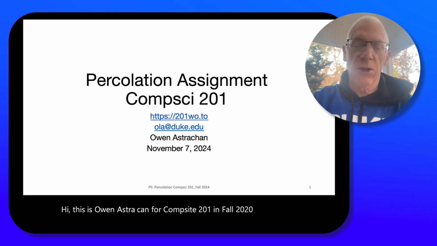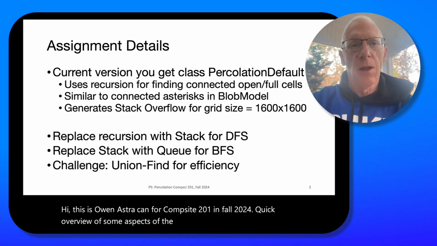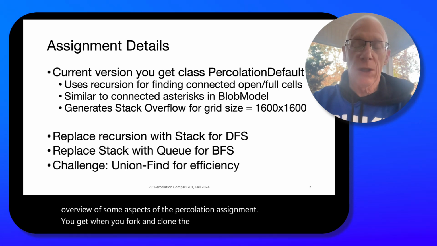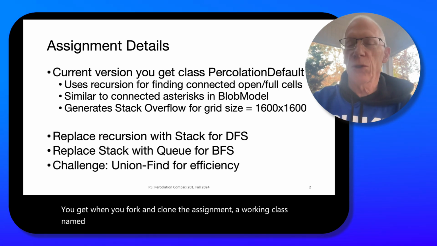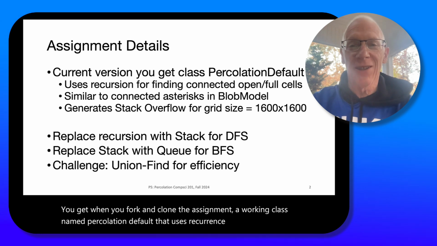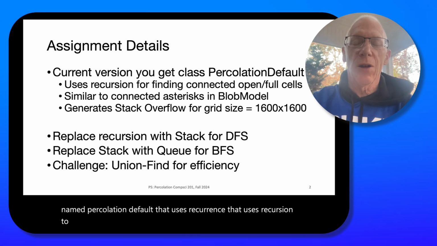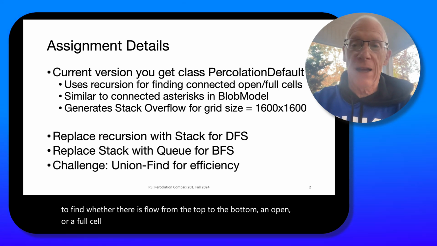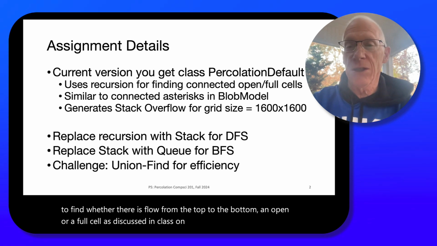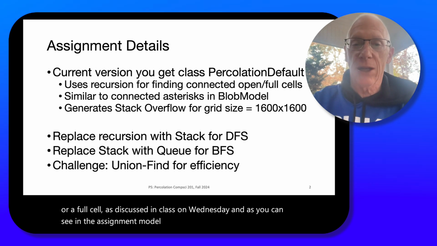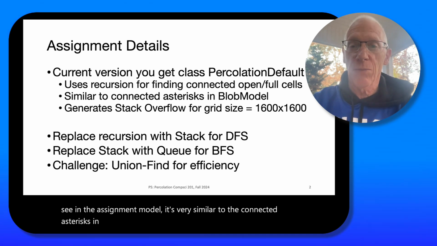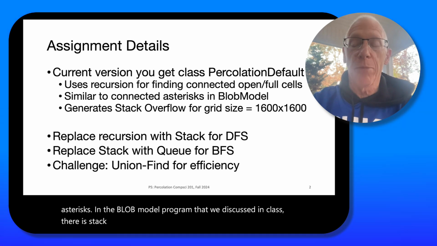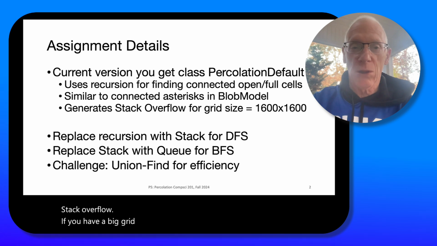Quick overview of some aspects of the percolation assignment. When you fork and clone the assignment, you get a working class named Percolation Default that uses recursion to find whether there is flow from the top to the bottom, an open or a full cell, as discussed in class on Wednesday, and as you can see in the assignment model. It's very similar to the connected asterisks in the blob model program that we discussed in class. There is stack overflow if you have a big grid when you're trying to find the percolation threshold.